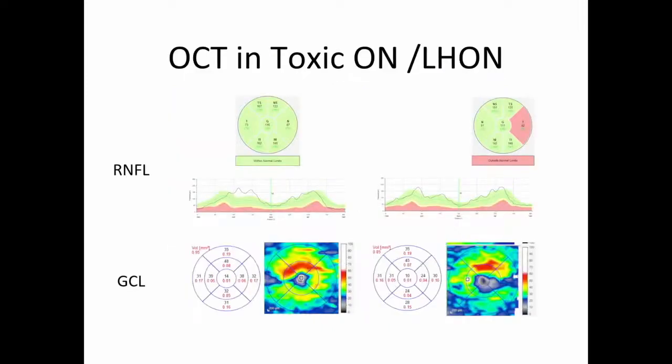You can see the similar pattern in any kind of toxic optic neuropathy and LHON optic neuropathy, that thinning tends to be on the papillomacular bundle. And at the bottom here, you can see that there is loss of the ganglion cell layer as well.